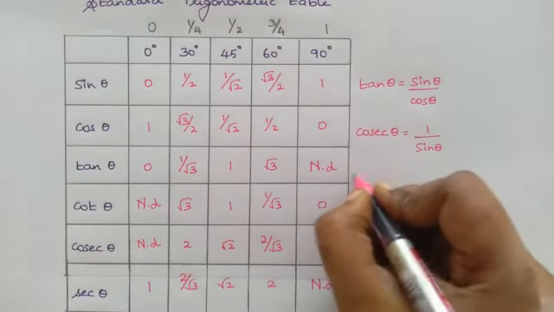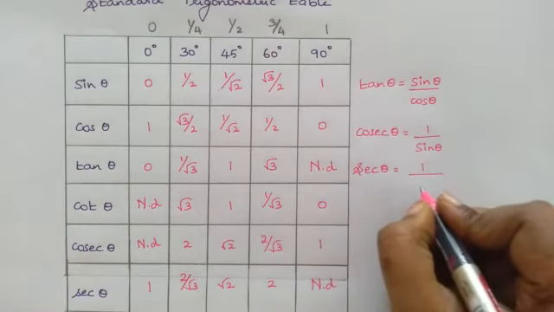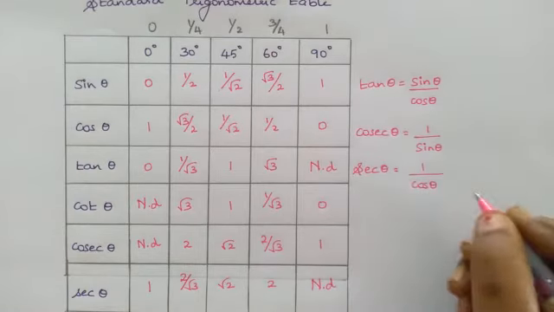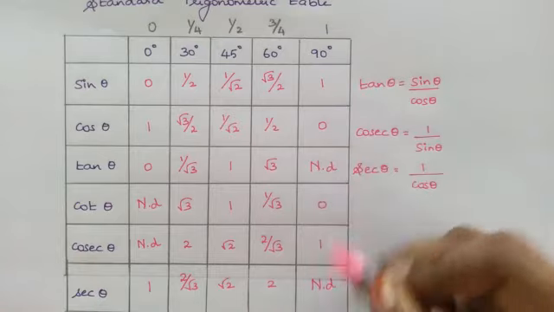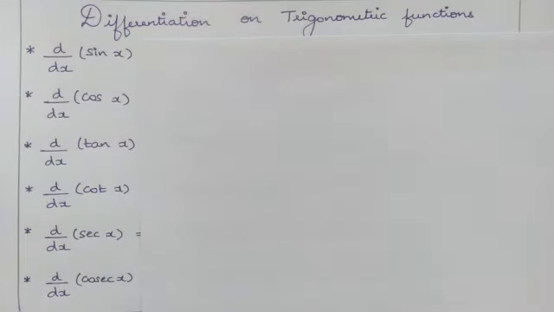Or one more way is, let's take secant theta. We know secant theta is nothing but 1 by cos theta. That is, secant theta and cos theta are reciprocal functions. So when we reciprocate the cos theta values, we get secant theta. That's it. For knowledge purposes, we have discussed this now.